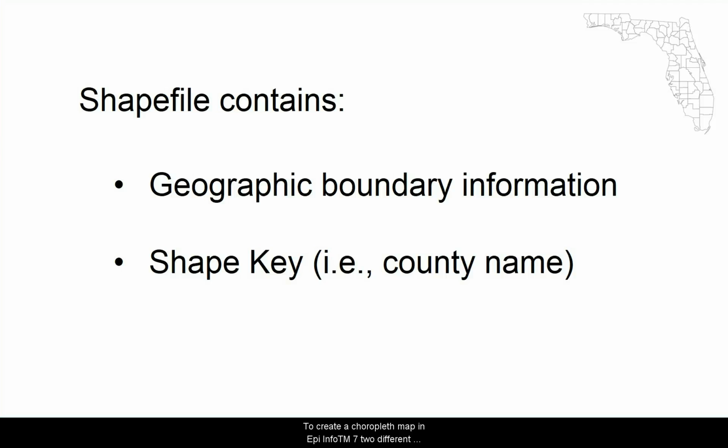To create a Choropleth map in Epi Info, two different data files are needed. The first file needed is a shapefile, which contains information on the geographic boundaries of areas being represented on the map, such as county boundaries. In addition, each shapefile should contain data identifying each area, such as a county name. This data, termed a shape key, is used to link the shapefile geographic information to the health data for each area on the map.